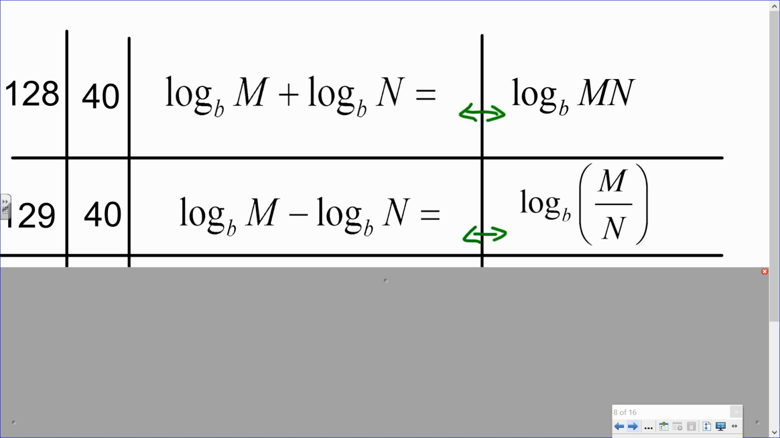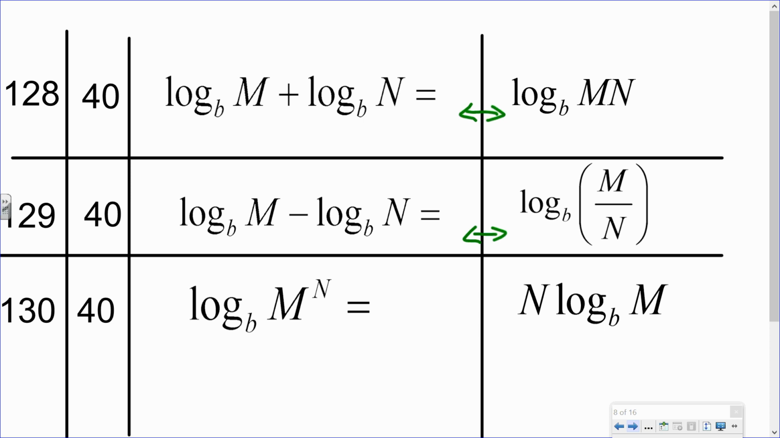If we have a log of a fraction, we may sometimes want to expand that as the log of the numerator minus the log of the denominator. And finally, if we have a power on the argument, we can bring that out in front. Or if we have a number out in front of the log, we can take that inside as an exponent on the argument.